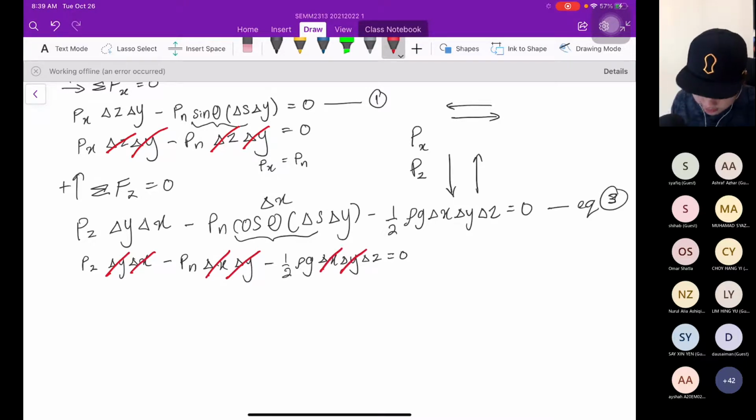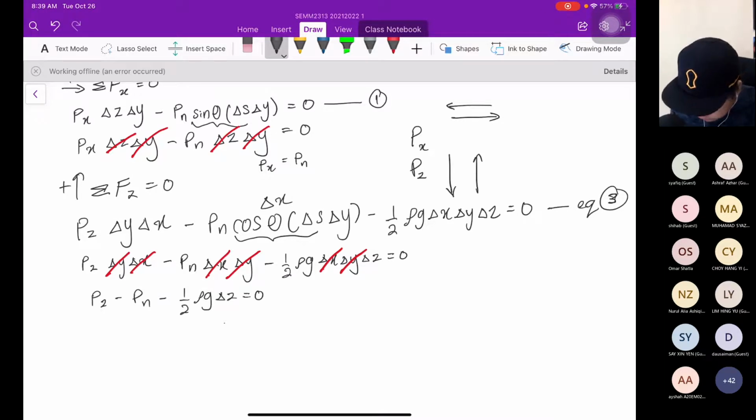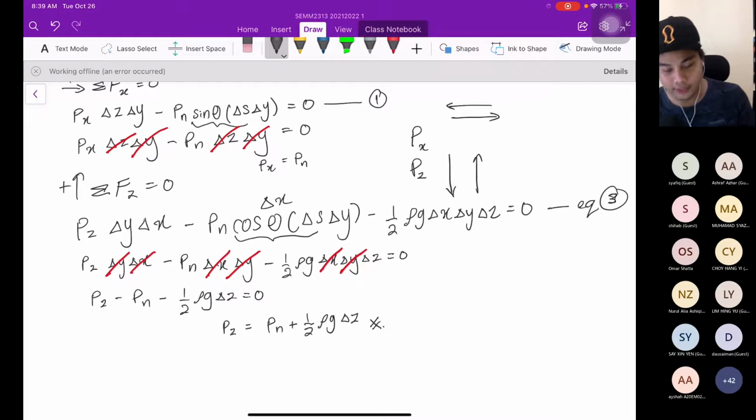Okay, what do we have now? We have Pz minus Pn minus half rho g delta Z equal to 0. So I want to make Pz the subject. So Pz equals Pn plus half rho g delta Z. So that is the final one.